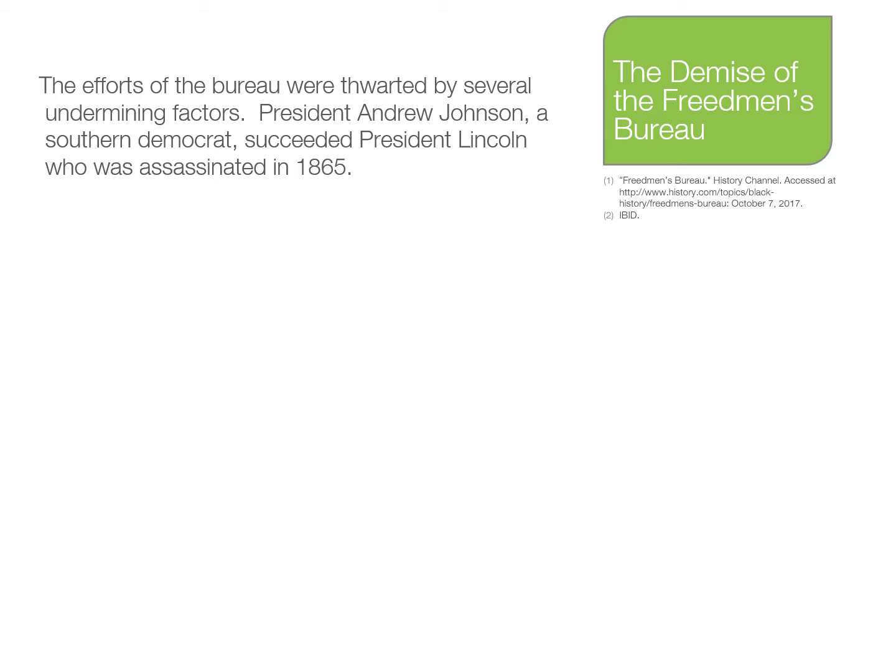So the Freedmen's Bureau inevitably failed to accomplish many of its objectives, and there were several reasons for that. So where do I start? Well, President Andrew Johnson, a Southern Democrat, succeeded President Lincoln, who was assassinated in 1865. He was a Confederate sympathizer who did everything that he could to undermine Congress and the Bureau.